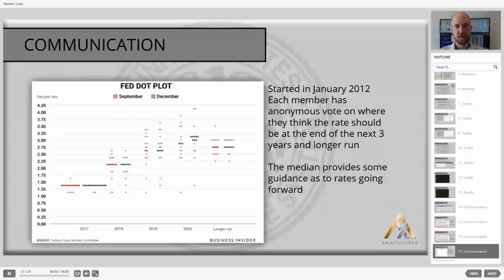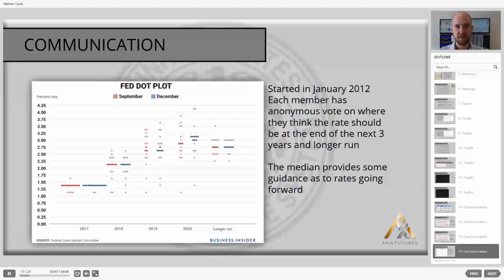The way the Fed can provide the clearest indication on where rates are likely to move going forward is through their dot plot. Now, what the dot plot serves to do is give you a median estimate of where rates are expected to be at the end of the current year and the following 2 years, followed as well by the longer run. So how do they come up with this? What happens is every member issues an anonymous vote on where they believe rates should be at those different time intervals. So this is every member. It is not just the voting ones, it is every single member. The median of this then shows you where the expectation of rates is going forward.